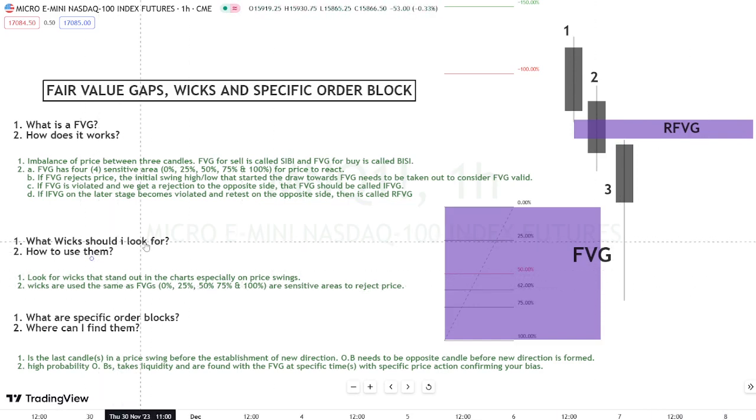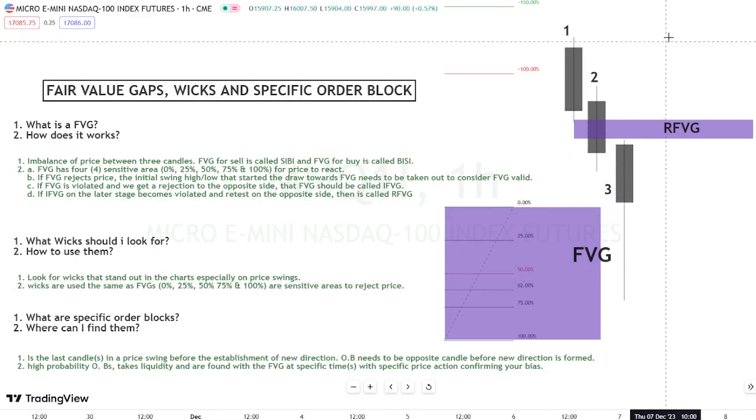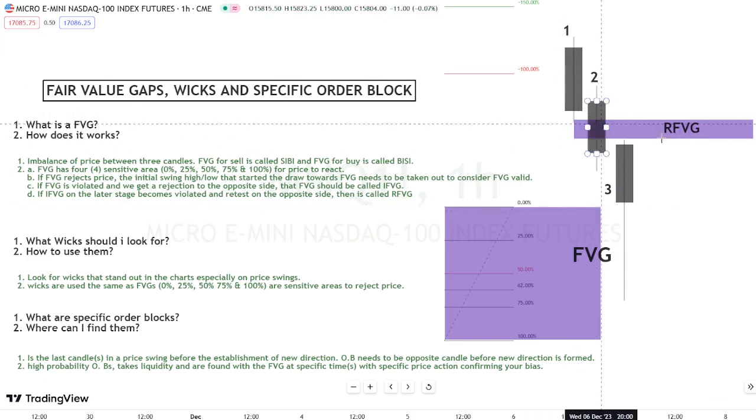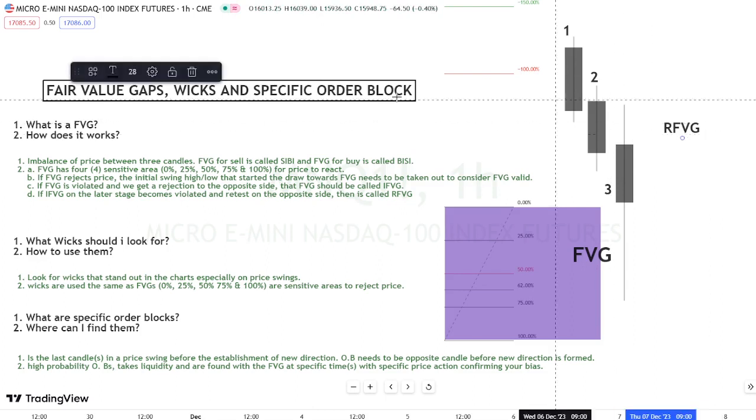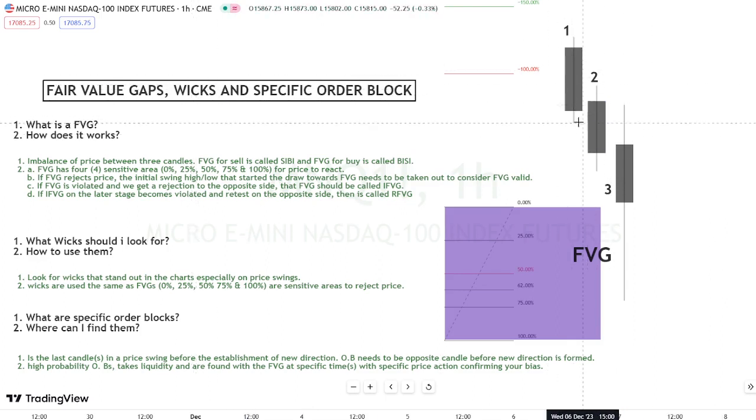What wicks should I look for? Look for wicks that stand out in the charts, especially on the price swings, like this wick right here. Let's say you have a price moving up, and you don't have a fair value gap at this point, and the price comes back. Let me close the fair value gap. Guys, if you have a wick like this, you see now we no longer have a fair value gap, because this price is balanced by this price again. This overlaps.